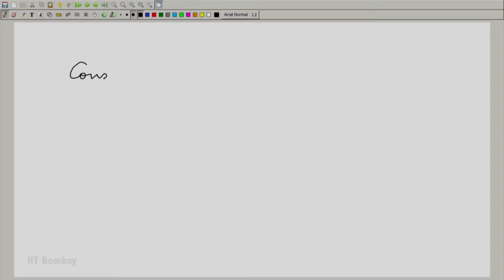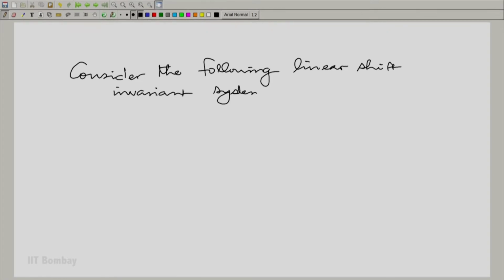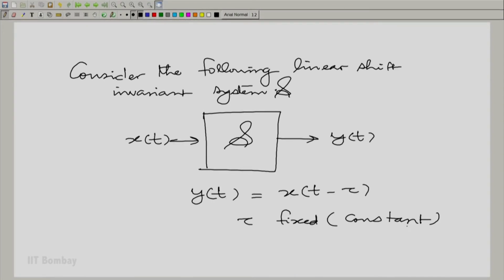Let me give you a very simple example of a system which is irrational, where you can of course have a very simple infinite series. It is interesting. If you have a simple delay, consider the following linear shift invariant system. Let us call it S. It is a very simple system description. y of t is x of t minus tau. Tau is fixed, it is a constant. We can very easily obtain the system description here and the corresponding impulse response.